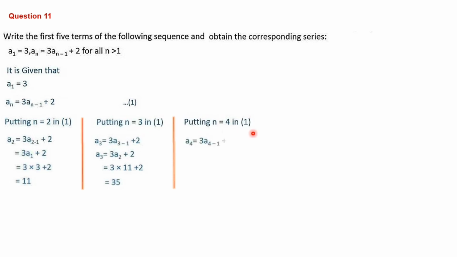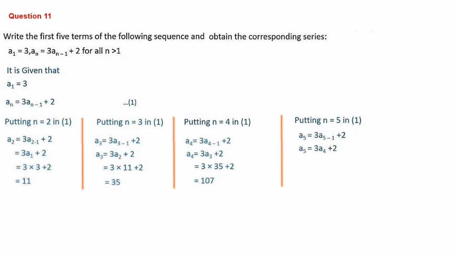Then putting n is equal to 4, a4 is equal to 3a_(4 minus 1) plus 2. That is 3 into a_(4 minus 1), which is a3, plus 2. a3 is 35. So 3 into 35 plus 2. That is 105 plus 2, 107. Next is n is equal to 5, means a5 is equal to 3a_(5 minus 1) plus 2, means 3a4 plus 2. a4 is 107. So 3 into 107 plus 2. That is 323. So the first 5 terms of the sequence we have got.